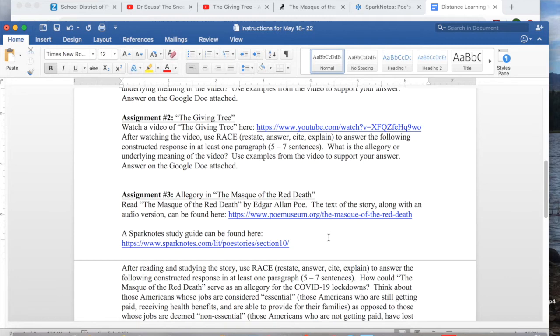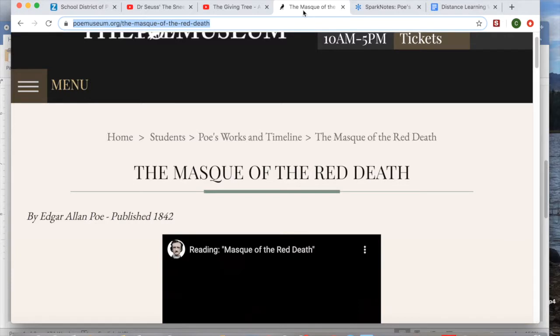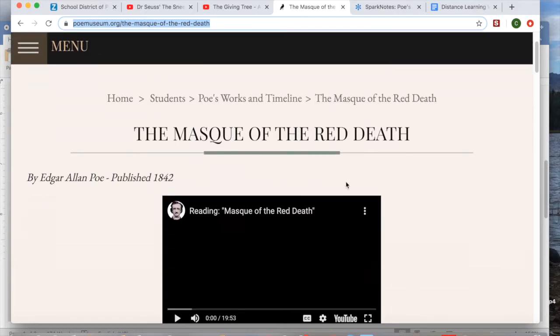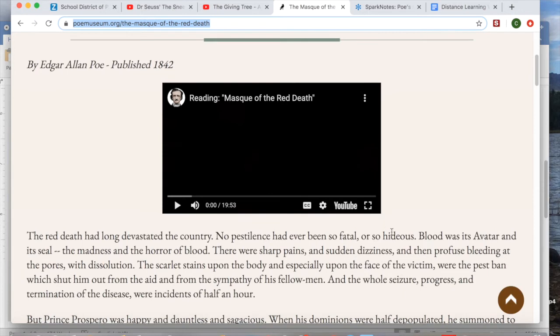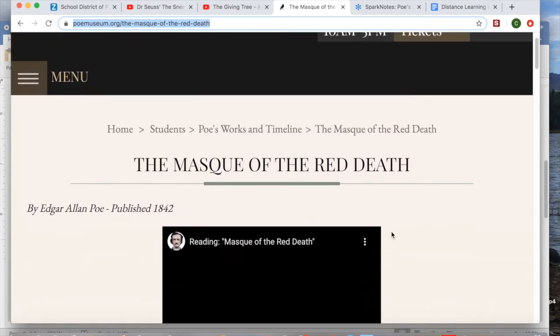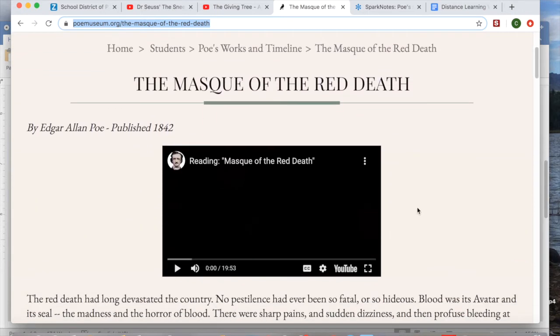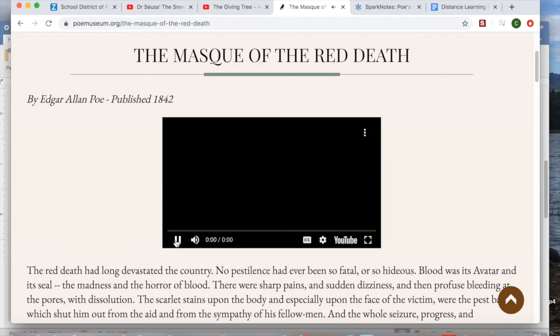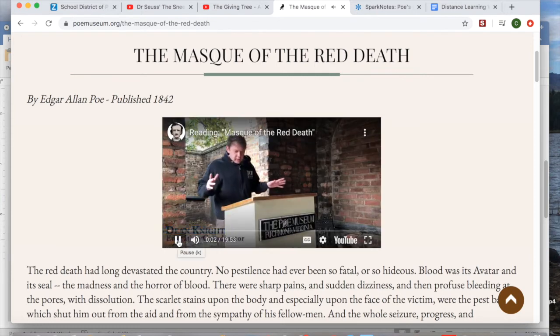So you're going to read The Masque of the Red Death by Edgar Allan Poe, and I have a link here, okay? This is actually from the Edgar Allan Poe Museum in, I believe, Virginia, because there's one in Philadelphia. This is not the one in Philadelphia. But here is a YouTube video which gives you a reading. The guy in the museum here, he reads the story for you. He gives you some background information. Okay? So you can listen to the video.